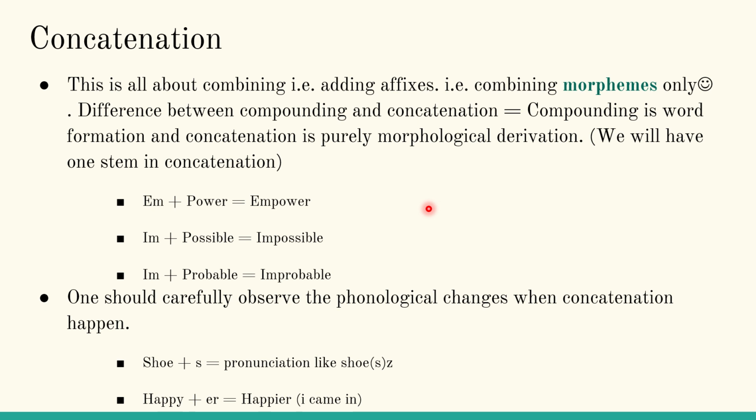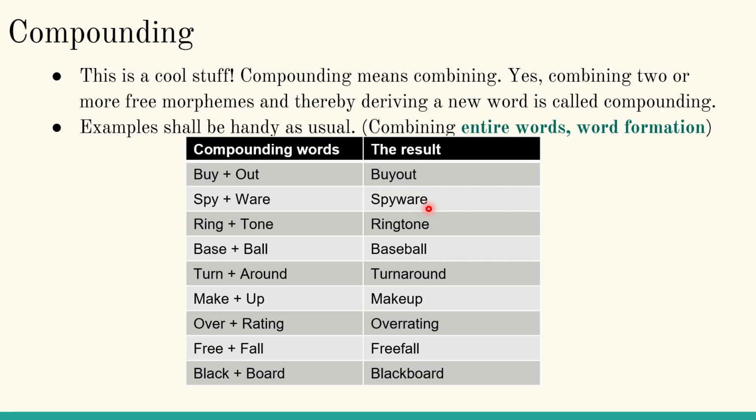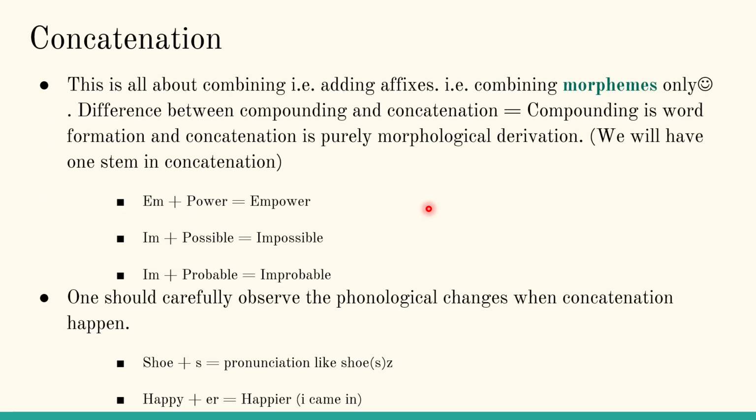Concatenate, add, combine. I am going to combine two morphemes, but this is not like what we have done in compounding, where we combined two different words which are distinct and which had meaning by themselves. I am not going to do that here. Instead, it is all about morphological derivation. It is not about combining two different words which had meaning, which are by themselves two stems. But here, EM plus power is empower, IM plus possible is impossible, IM plus probable is improbable.